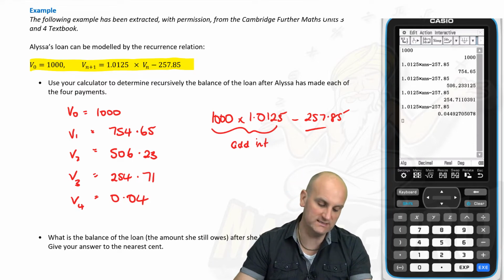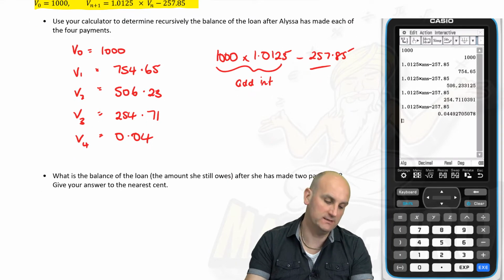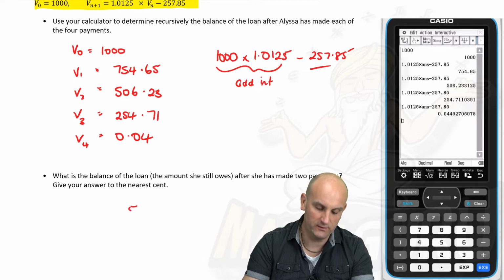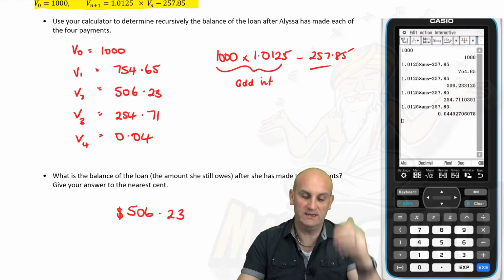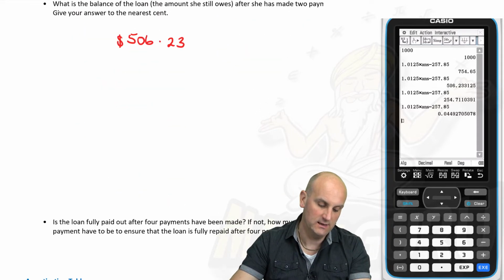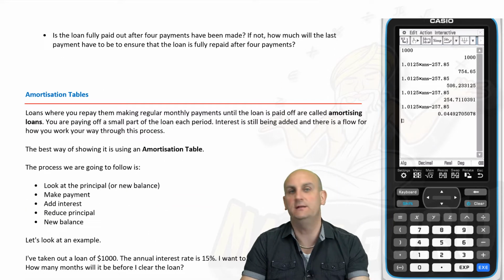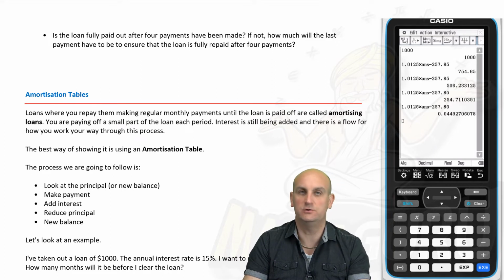There we go. So what is the balance of the loan after she has made 2 payments? Well, give your answer to the nearest cent. After she made 2 payments, $506.23. I'm just reading off my calculator, really. Is the loan fully paid out after 4 payments have been made? Nope. If not, how much will the last payment have to be to ensure that it is paid?